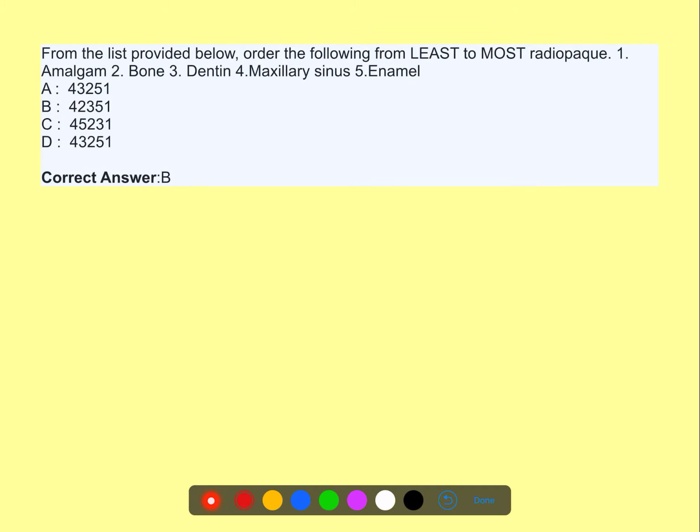From the list below, order the following from least to most radio opaque. In this, the least radio opaque will be the maxillary sinus. Then it will be bone. Then it is dentine. Then it will be enamel. Then is amalgam. So the option is 42351.